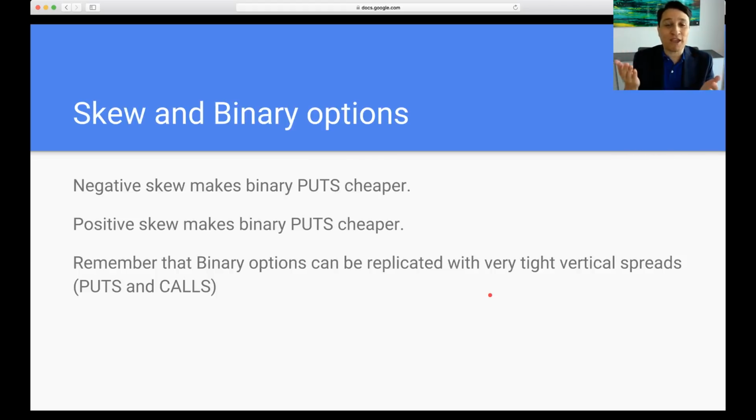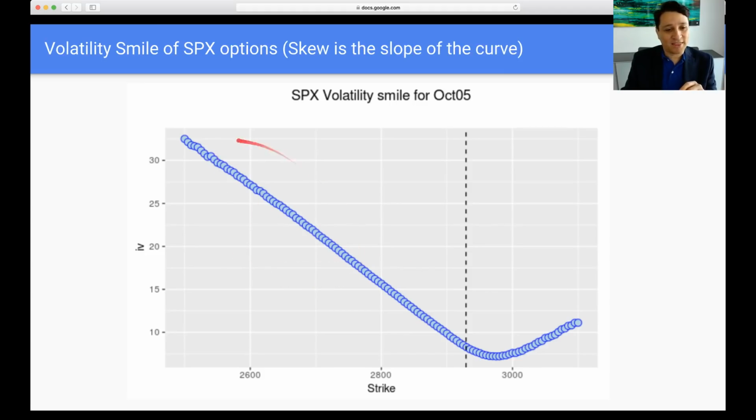There's a whole mathematical framework behind it and a reason for it. So how is it affecting binary options? Binary options are affected because negative skew makes puts incredibly expensive. So in the previous region, in this area, this negative skew is making all of those binary puts, listen to me, binary puts, not puts, but the binary ones, very, very cheap, which is the opposite of the normal things. The normal puts are incredibly expensive, but the binary ones are incredibly cheap.